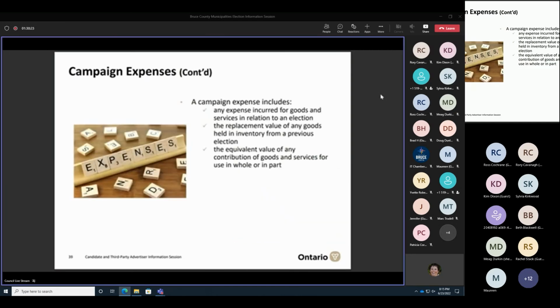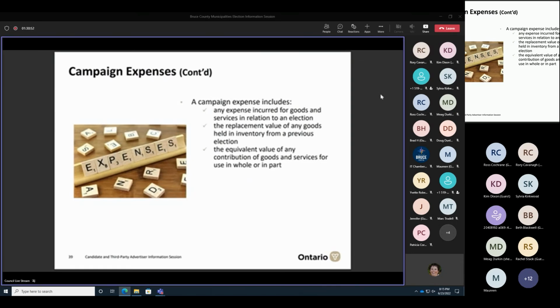Thank you. Part 2 of campaign expenses. Candidates and third-party advertisers should become familiar with campaign expense provisions. Campaign expenses are those costs incurred by the candidate or on the candidate's behalf during his or her campaign, or by a third-party advertiser during their campaign. The nomination fee is no longer an expense and is not included on the financial disclosure form.